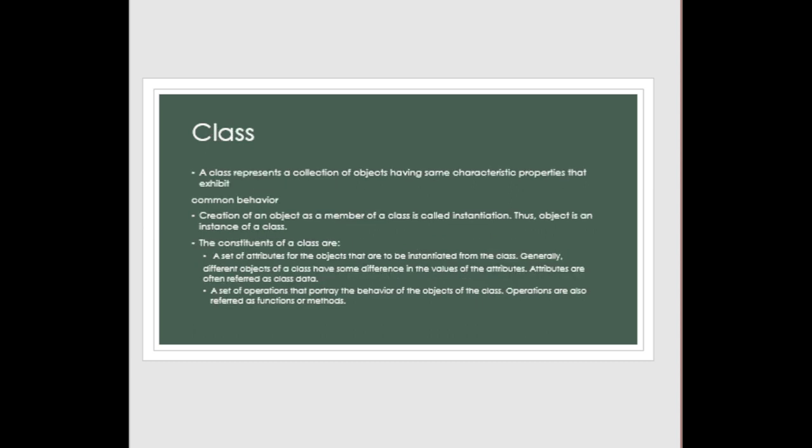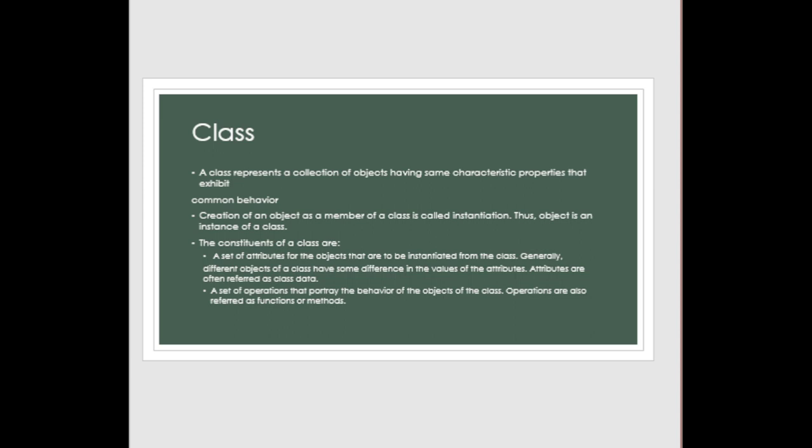Objects can be modeled according to the needs of the application. An object may have a physical existence, like a customer, a car, etc., or an intangible conceptual existence, like a project, a process. Class. A class represents a collection of objects having the same characteristic properties that exhibit common behavior.